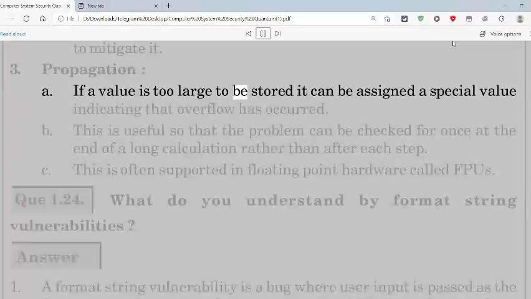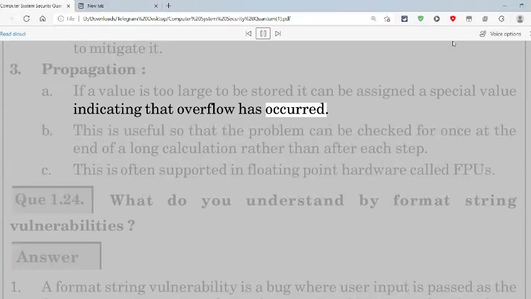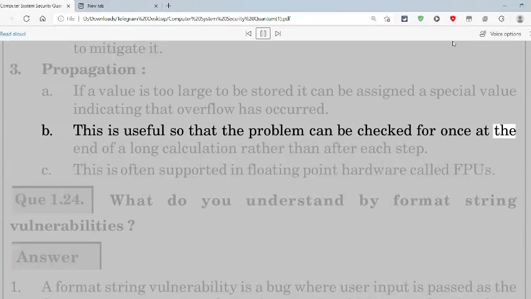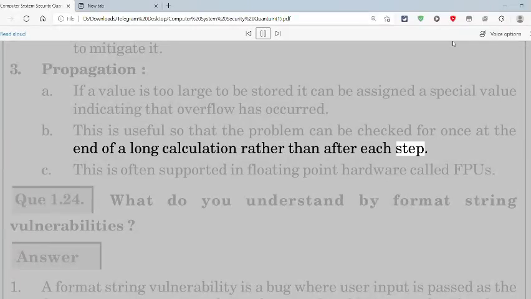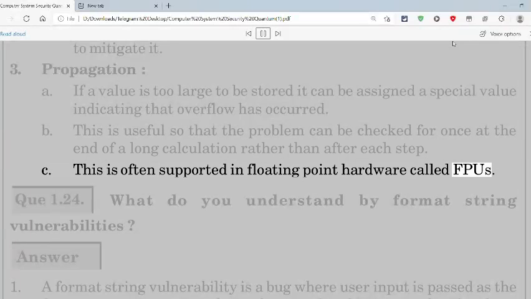If a value is too large to be stored, it can be assigned a special value indicating that overflow has occurred. B. This is useful so that the problem can be checked for once at the end of a long calculation rather than after each step. C. This is often supported in floating point hardware called FPUs.